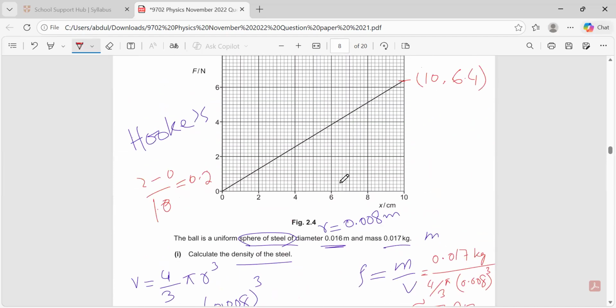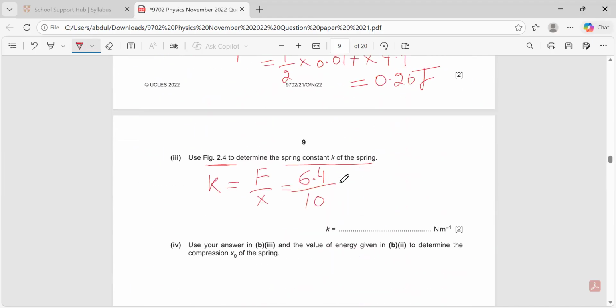See, the extension is in centimeters. Be very careful. So what to do? It is in newton per meter. So 10 centimeters, how to convert into meters? Times 10 raised to power minus 2. And as you simplify it, the answer will be 64. So the value of K is 64 newton per meter. But be very careful, not 10 as it is, because it is in centimeters.